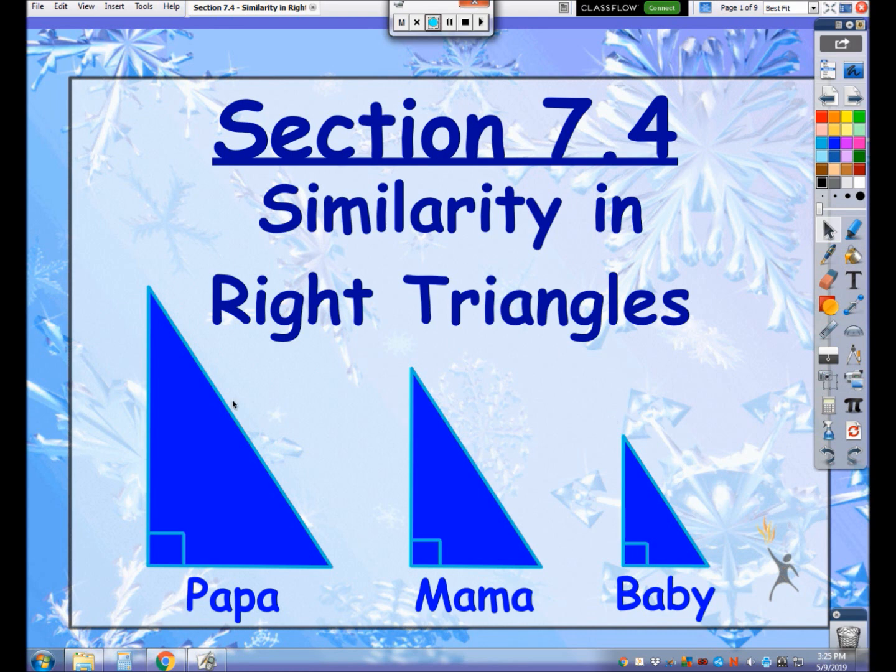But we're first going to need to discover where these 3 individual right triangles are going to come from, because they're all going to be crowded together.